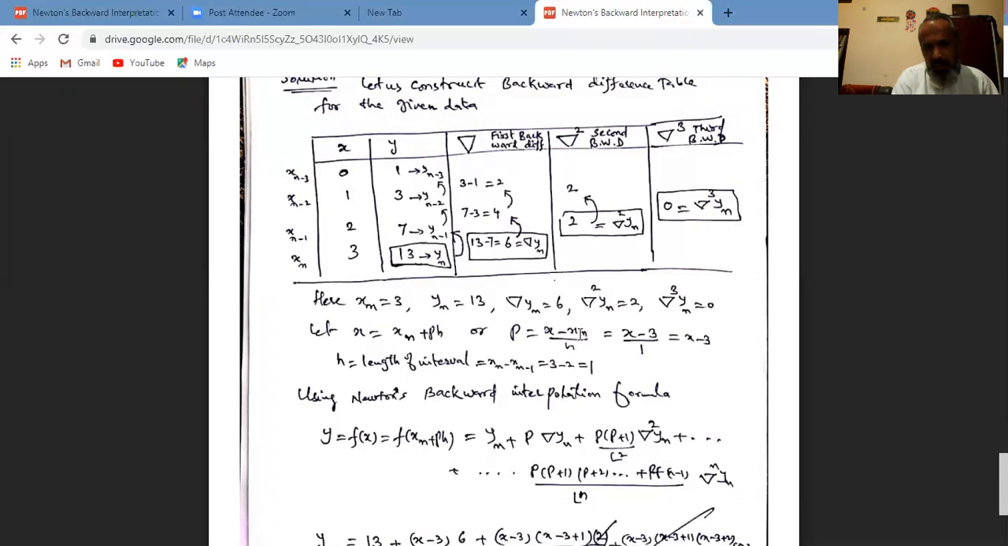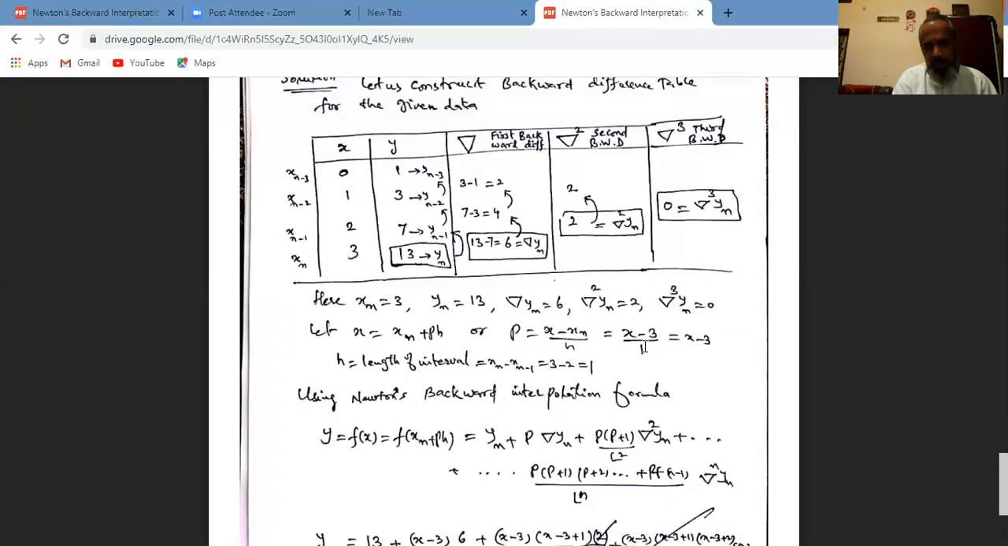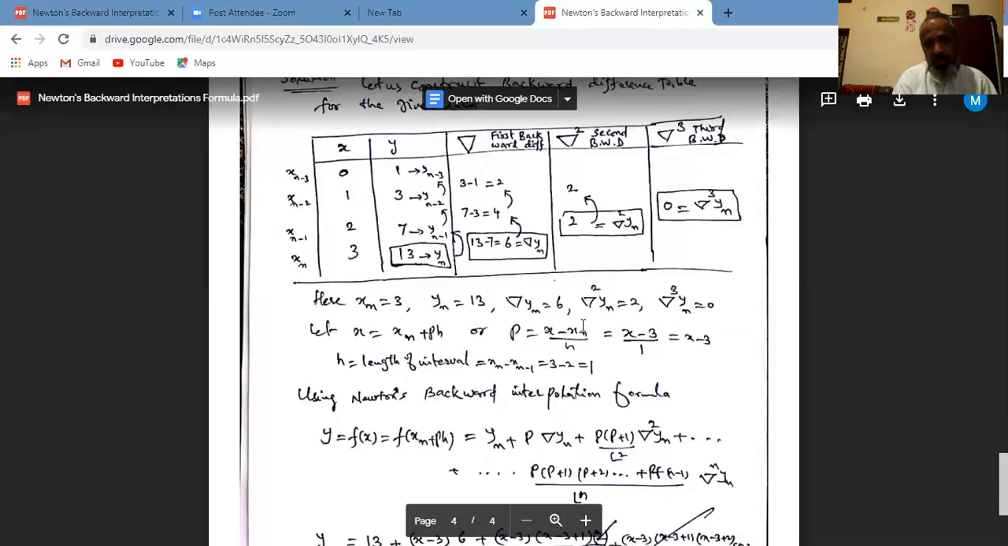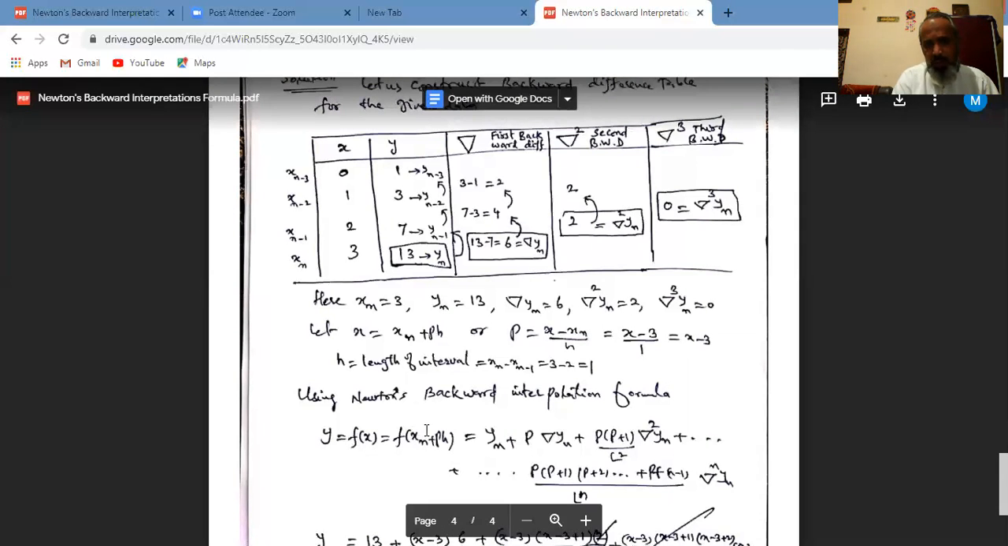So what is xn? Xn is here 3. So the p value will become (x minus 3) by 1, that is x minus 3. So we know the value of p, we know the differences yn, first backward difference, second backward difference, third backward difference. Now we can write Newton's backward interpolation formula.